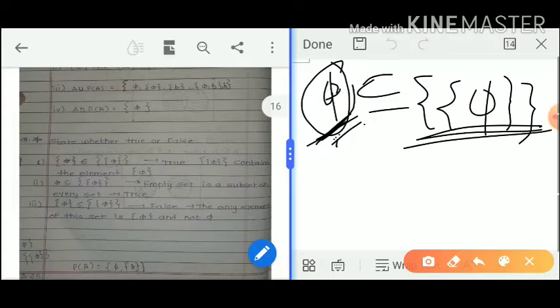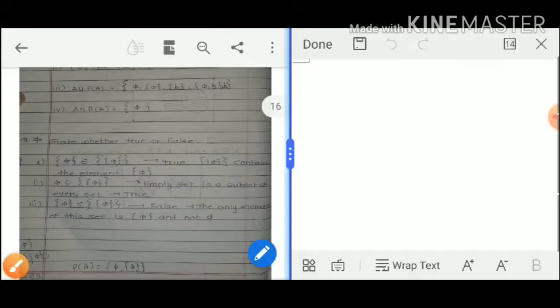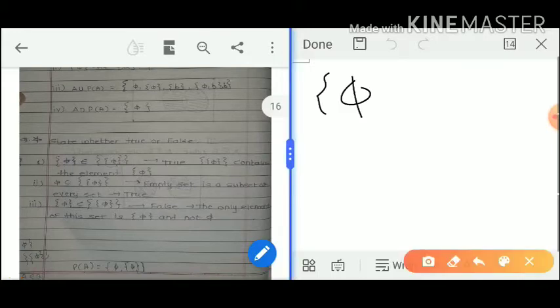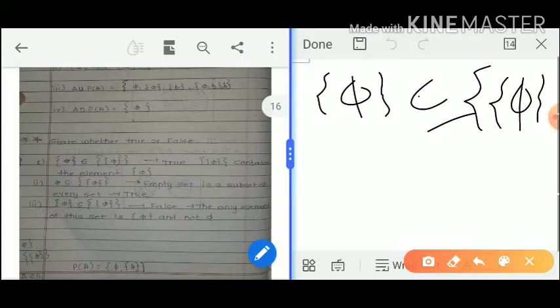Okay, next, in braces phi, is it a subset of in braces phi? Here this set contains the phi, not elements like this. This is a set that contains phi, but here braces phi is one element.